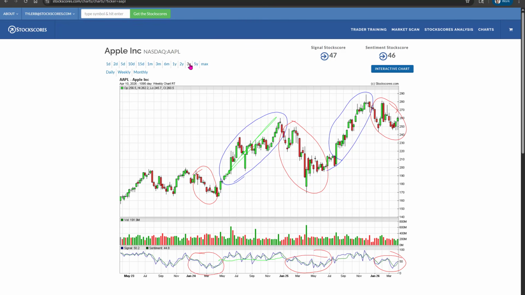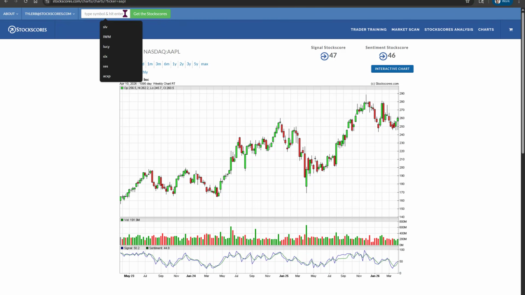We called it the sentiment stock score. And you can see that during the time when the stock was doing the best, that sentiment stock score was above 60. Here again, stock's doing well here, and the sentiment stock score was above 60. Let's take a look at a couple more stocks.